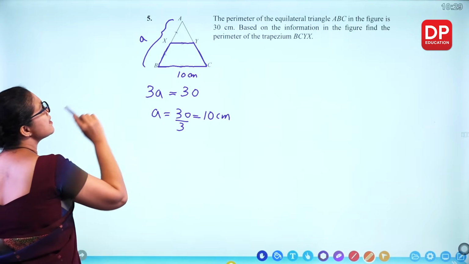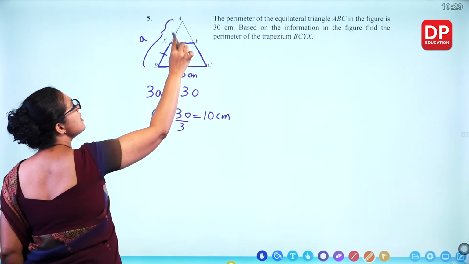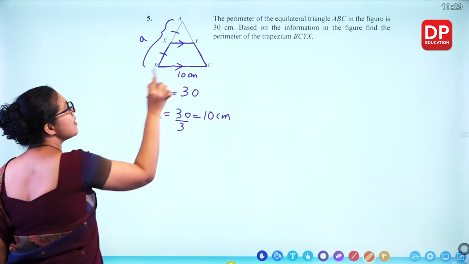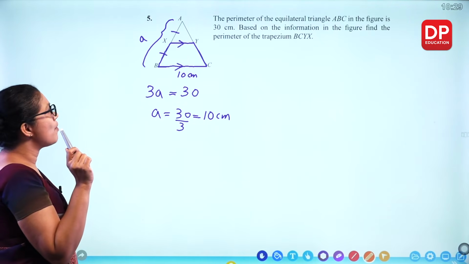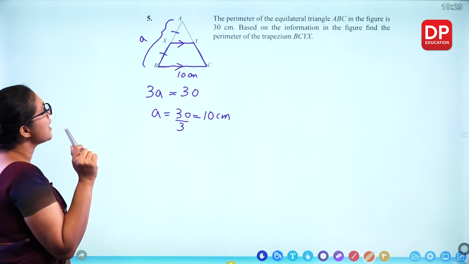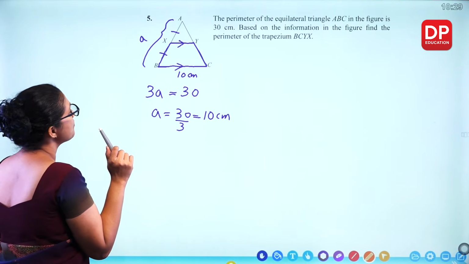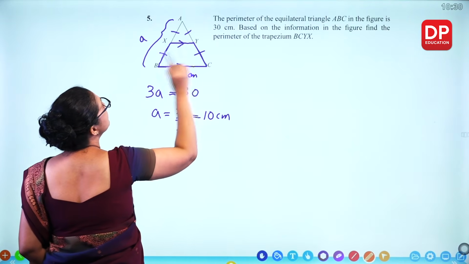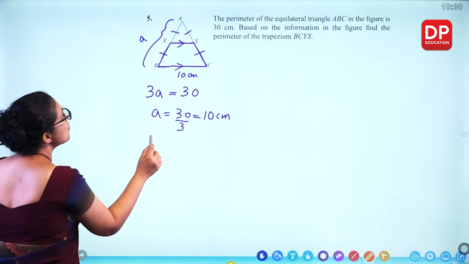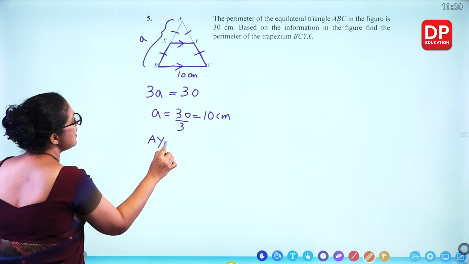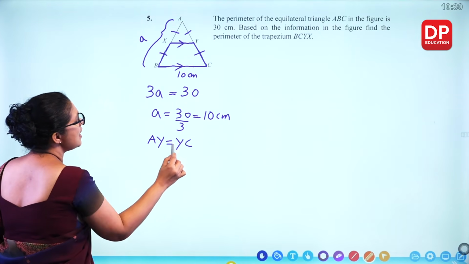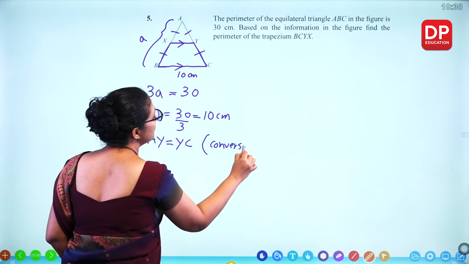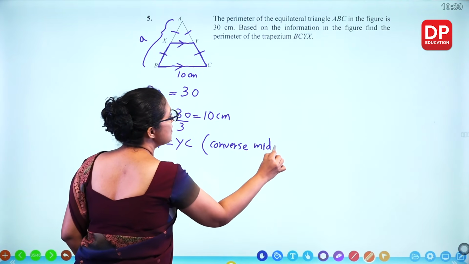And here, look at the given information. This length is equal to this one and this line is parallel. According to the Converse midpoint theorem, we can say this is also equal. So, we can write AY is equal to YC because of the Converse midpoint theorem.